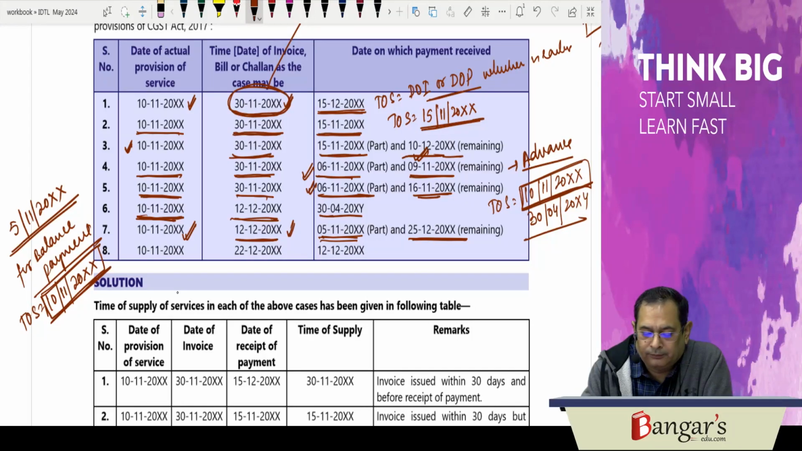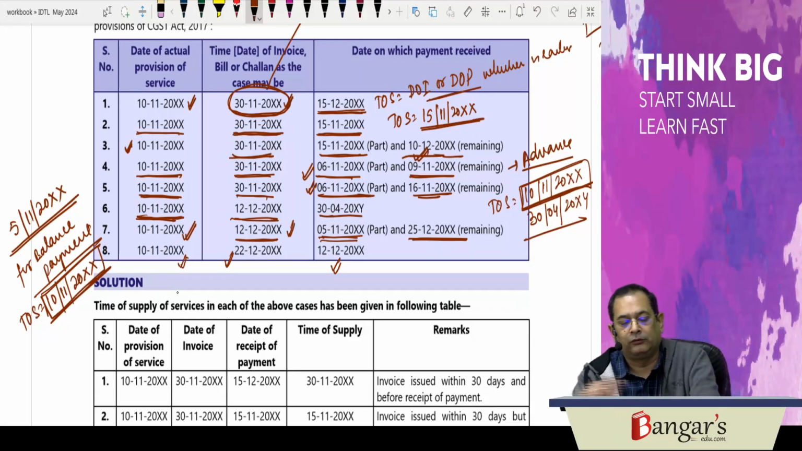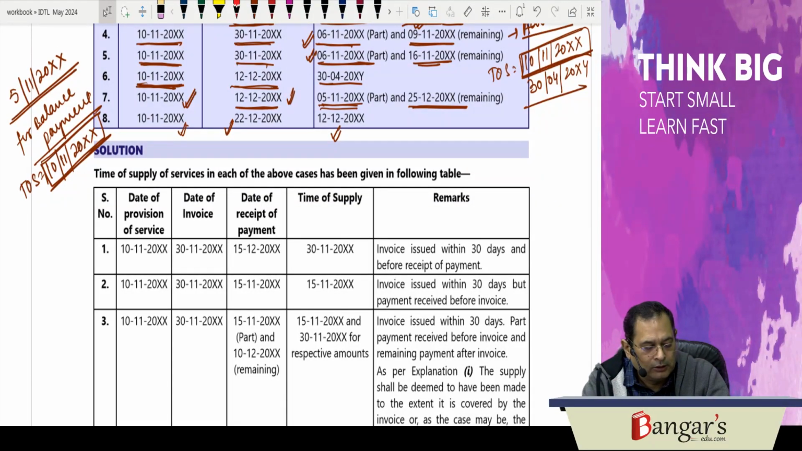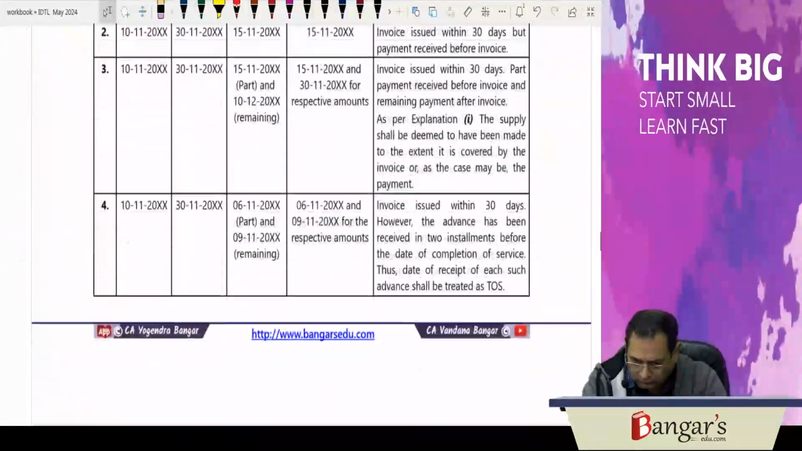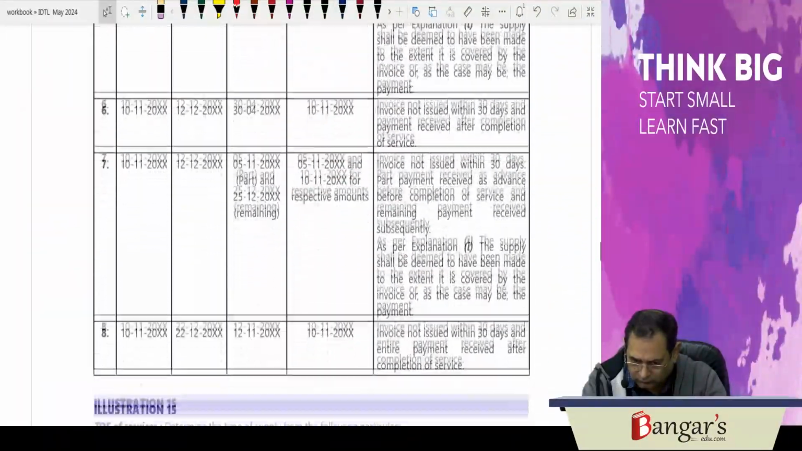Then 10/11, 22/12 and 12/12. Here, in this case, since the invoice is not issued within 30 days of completion of supply, the time of supply is date of invoice or date of payment, whichever is earlier. So in this case, for the entire amount, the time of supply will be 10/11.